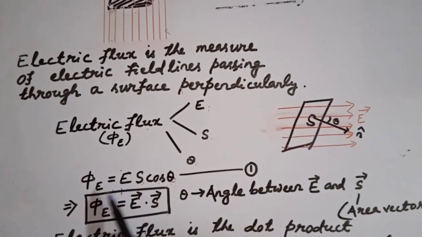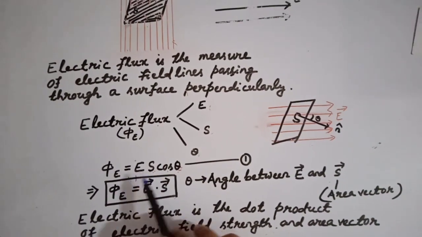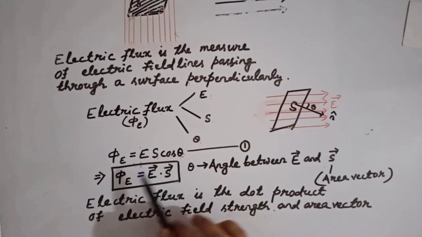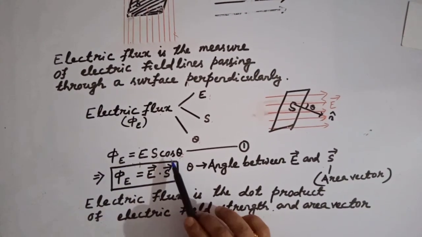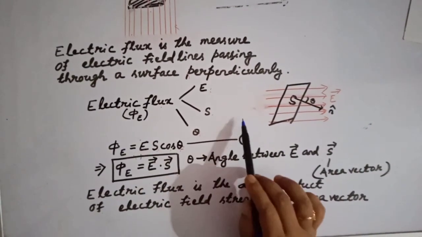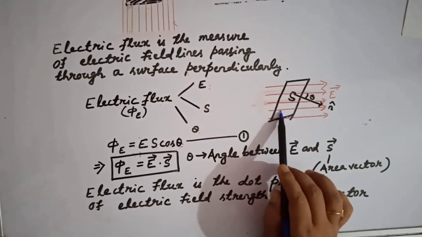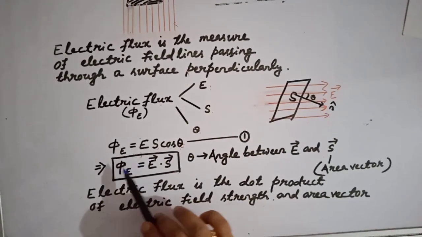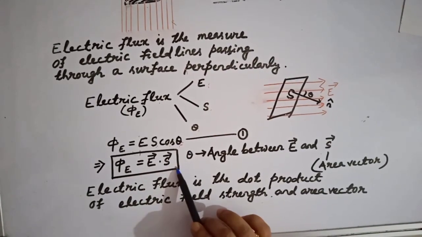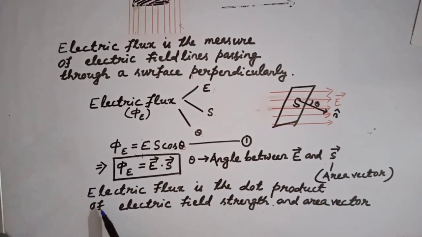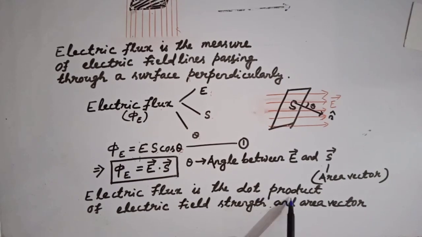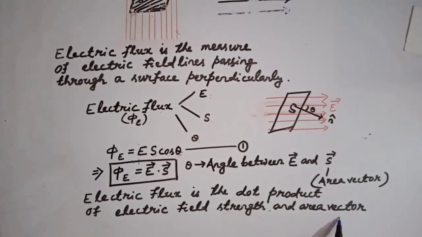When field strength is more, flux is more. When area is more, flux is more. When theta is equal to 0 or 180 degree, then the value of the flux is more, though for theta 180 degree it is negative. Negative flux means flux entering a surface, field lines entering a surface. Thus, phi is equal to E S cos theta, which means E dot S. So now this is the quantitative definition of electric flux. Electric flux is the dot product of electric field strength and area vector.